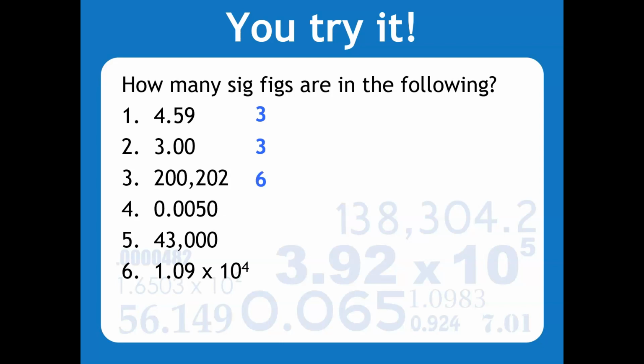So there's 6. In number 4, the zeros in front are leading zeros. Remember, they are never significant. So therefore, there's only 2. In the number 43,000, notice there are trailing zeros, but no decimal point. So there's only 2 sig figs. And then anytime you have scientific notation, the coefficient is always going to tell you the number of significant figures. So 1.09 tells you that there are 3 sig figs, which is kind of nice. It makes it a little bit easier to tell how many.